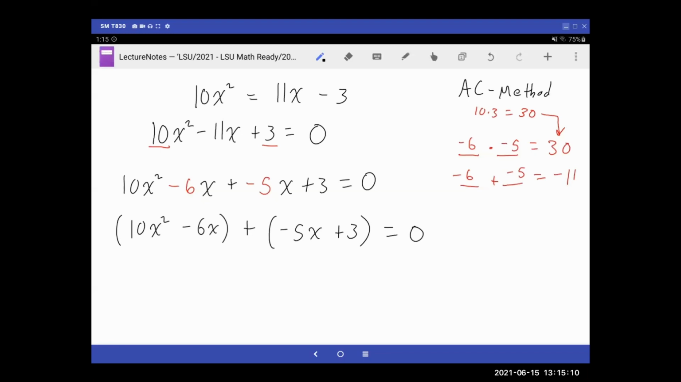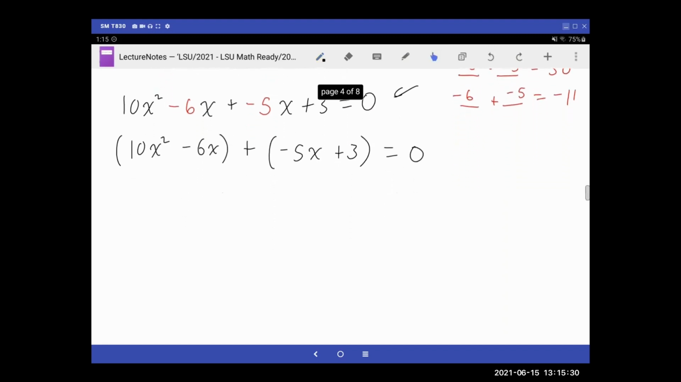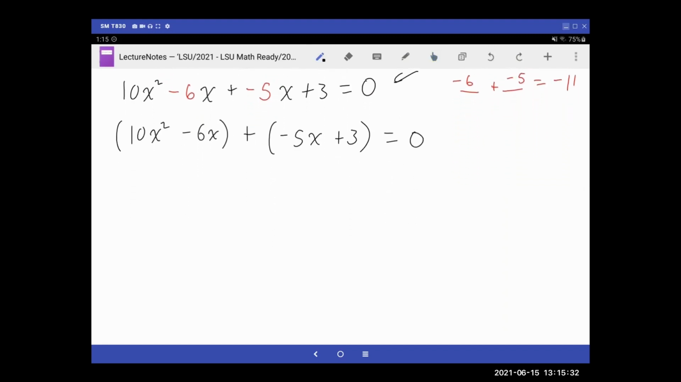Okay, so recap so far. Get it equal to 0. Split the center term, right? That b value, if you're looking at ax squared plus bx plus c, b is the term you split. Group the first two and the last two terms together. Use parentheses for that. And now for each of these, factor out the GCF, the greatest common factor. All right.